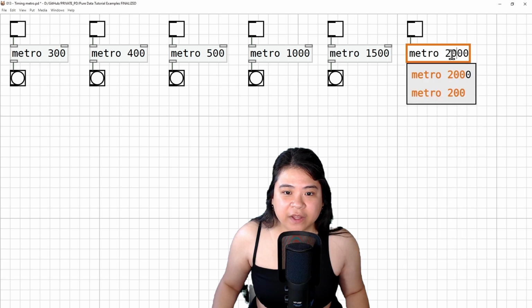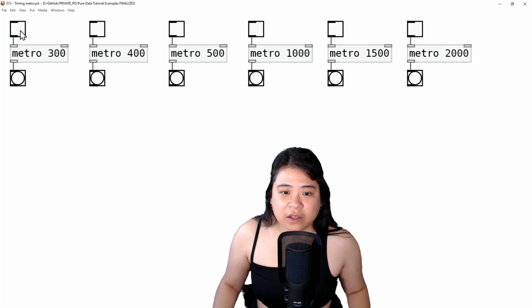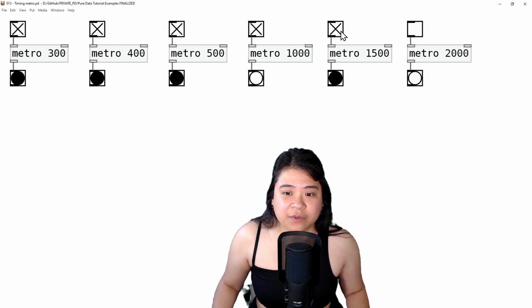When I activate the metro by turning on the toggle, pay attention and notice the speeds. Using the bang atom box allows us to see the speed of the metronome, the regular tick. It blinks at different speeds depending on the number used in the metro.